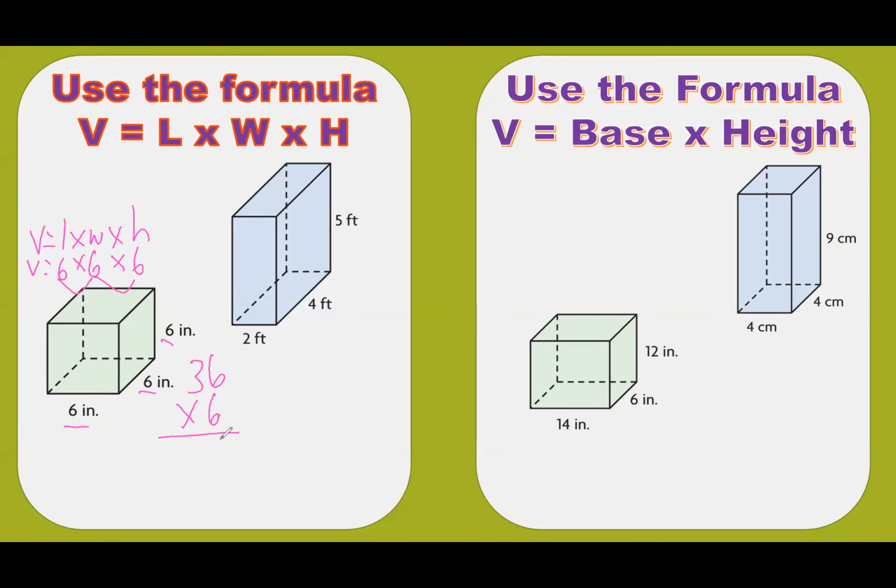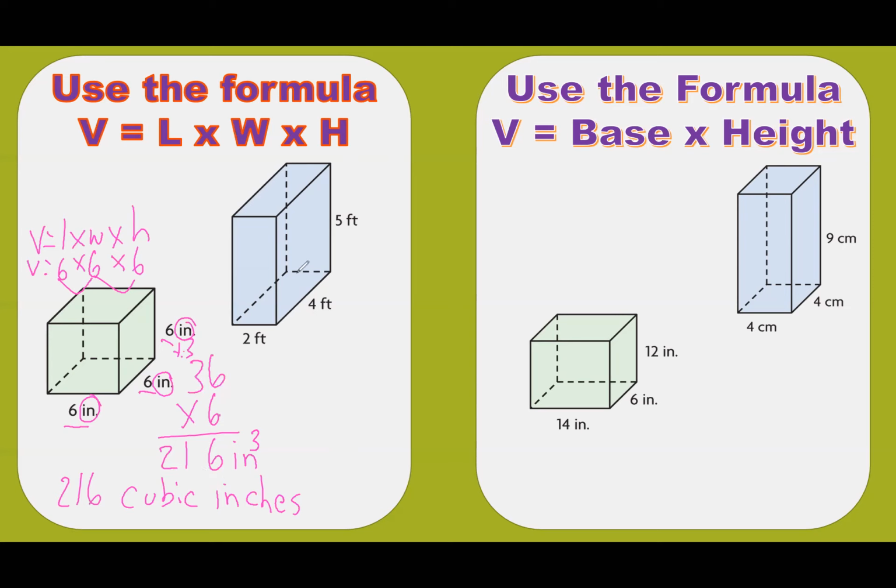Well, again, 6 times 6 is 36. Regroup. And 6 times 3 is 18, 19, 20, 21. So we have 216 what? Inches, inches, inches. Because we're multiplying inch times inch times inch, it's going to be inches cubed, or cubic inches. That's another way we could say it. We could say 216 cubic inches. Either one of those is fine.